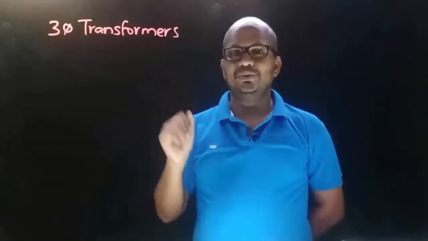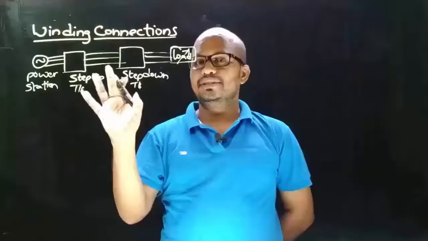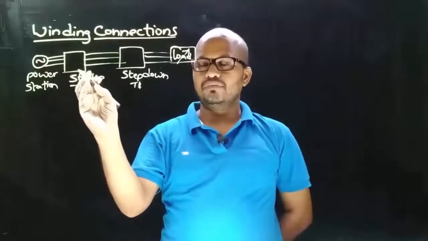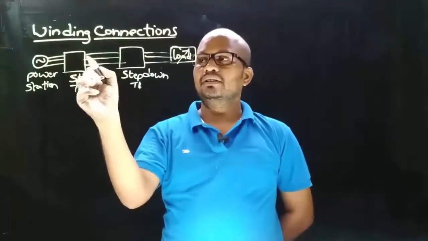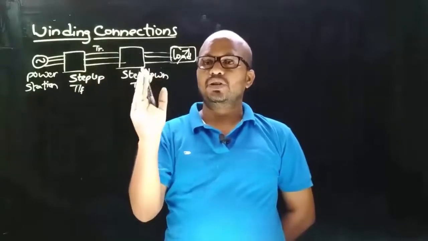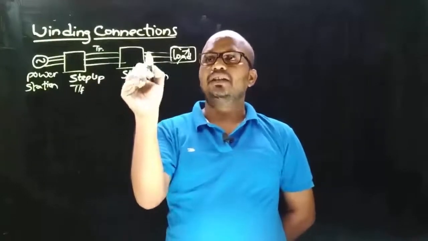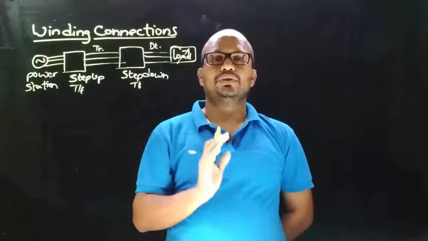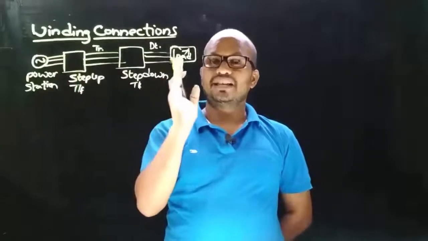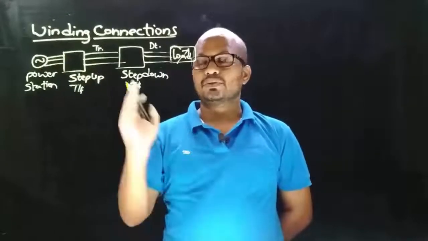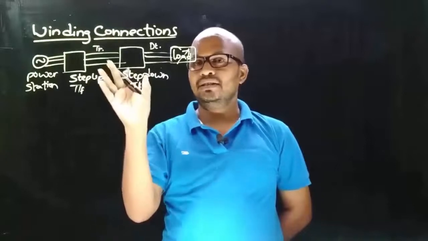And now let's get into the important topic from three-phase transformers, that is winding connections. In a simple power system, the power generated in the power station is stepped up to higher voltage levels by a step-up transformer and then transmitted through transmission lines, and then it is stepped down to the desired voltage level by a step-down transformer and then distributed through distribution lines and finally to the load. So the power generated is transmitted and distributed to the load with the help of three-phase transformers. This is the importance of transformers in a simple power system.